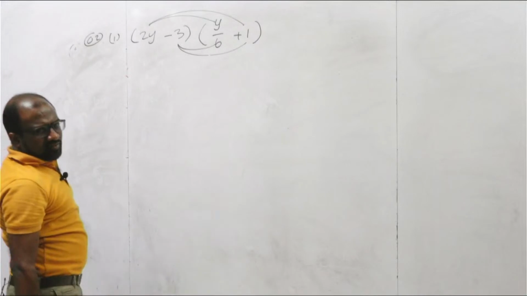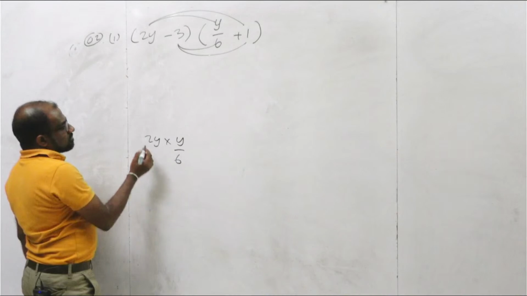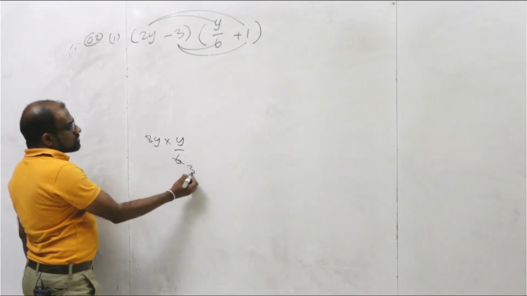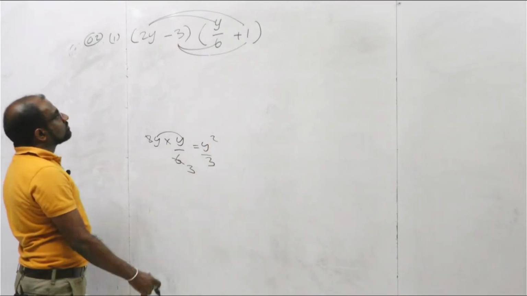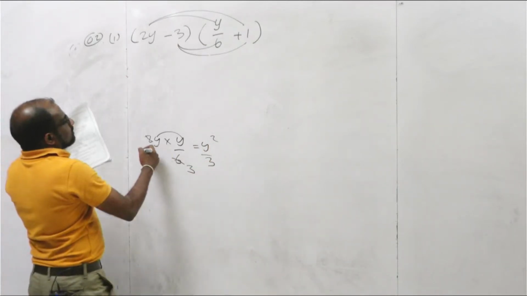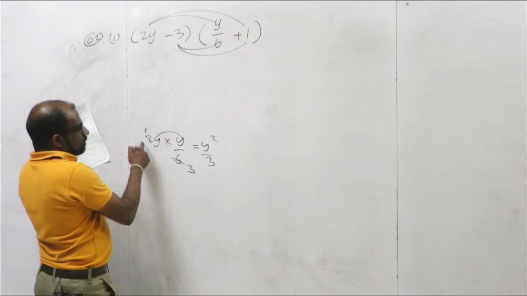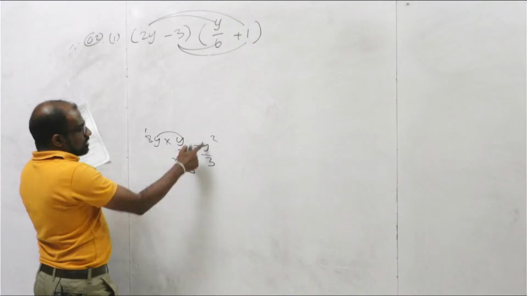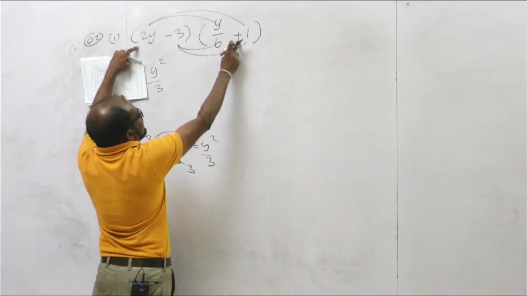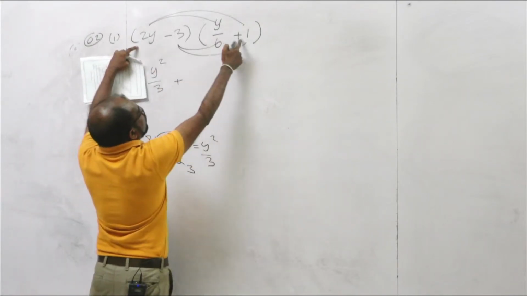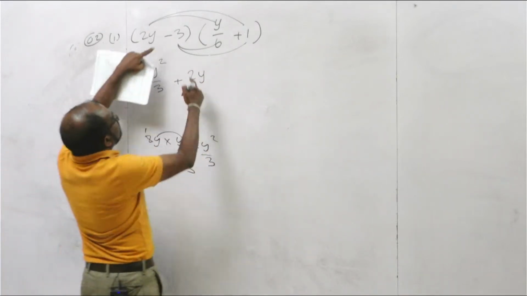Now 2y into y over 6. 2 times 1, 2 times 3? Y into y, y squared over 3. Then again, same sign, both are plus: 2y into 1 is 2y. Then multiply these two.